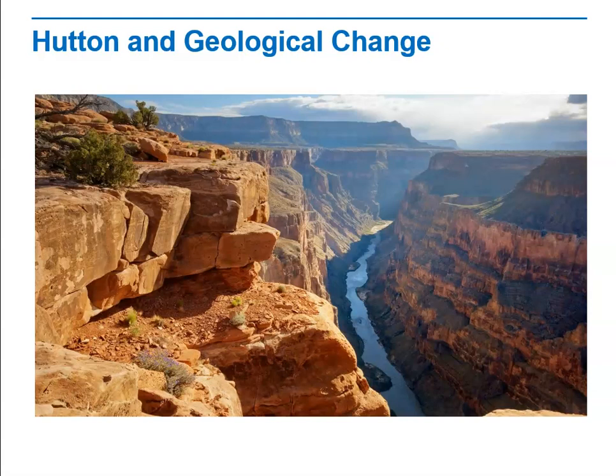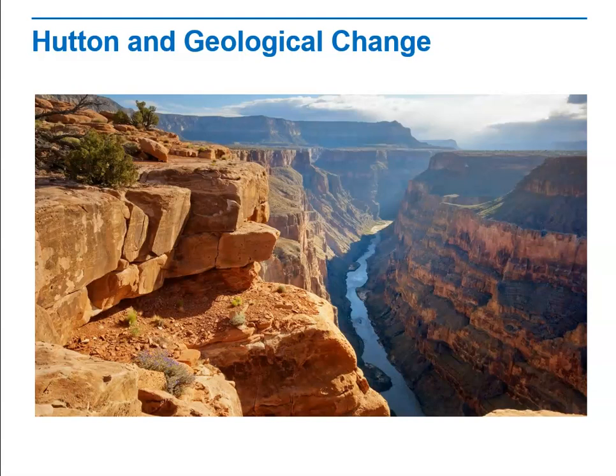Hutton also proposed that forces beneath Earth's surface can push rock layers upward, tilting or twisting them in the process. Over long periods, those forces can build mountain ranges. Mountains, in turn, can be worn down by rain, wind, heat, and cold. Most of these processes operate very slowly.